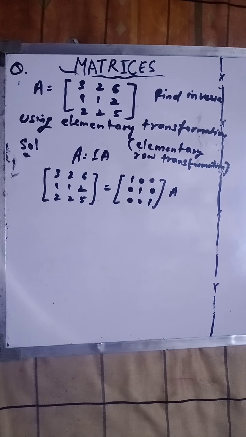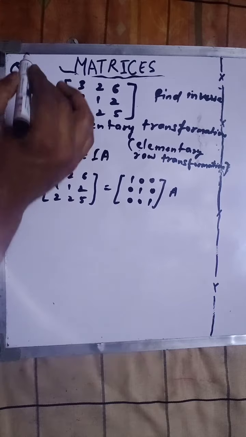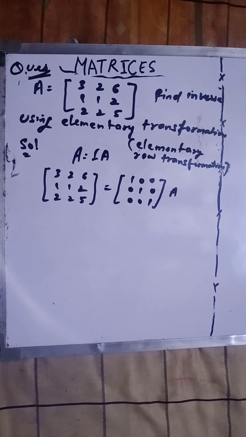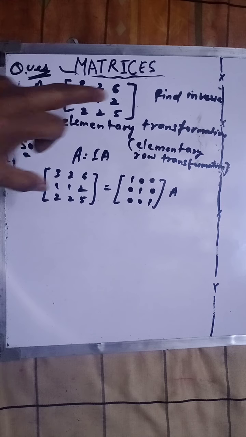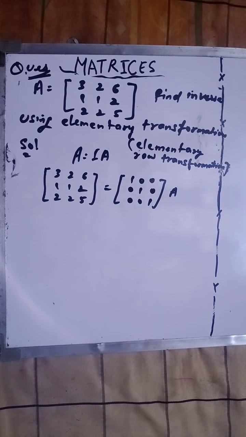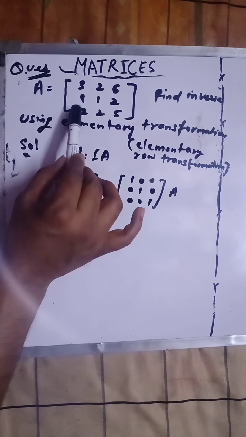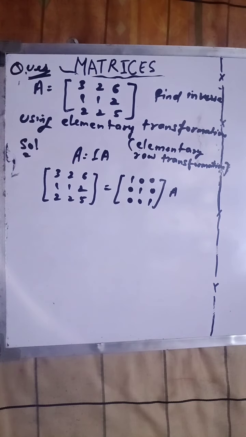See. Now see. Here a question is given to you. A is any matrix. This is given to us. And the question is find inverse using elementary transformation. We have to find out the inverse of this matrix using elementary transformation.